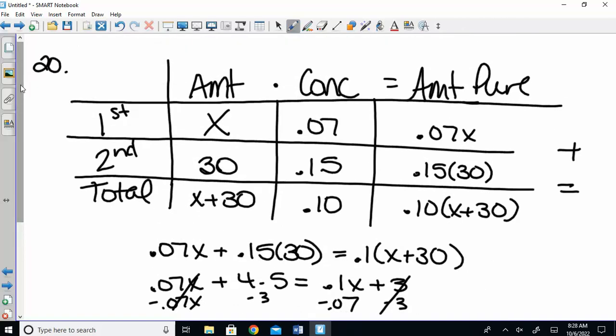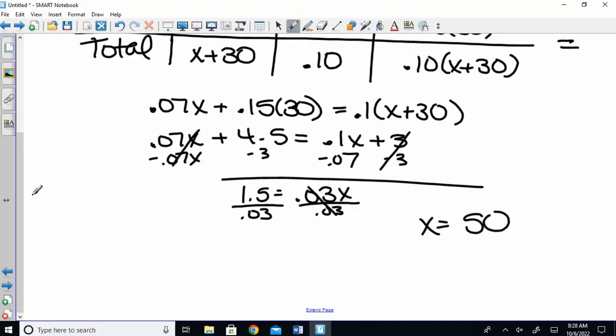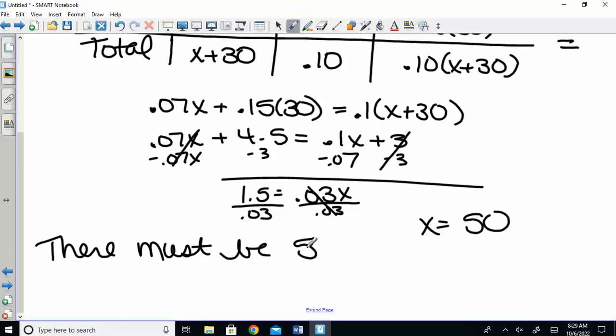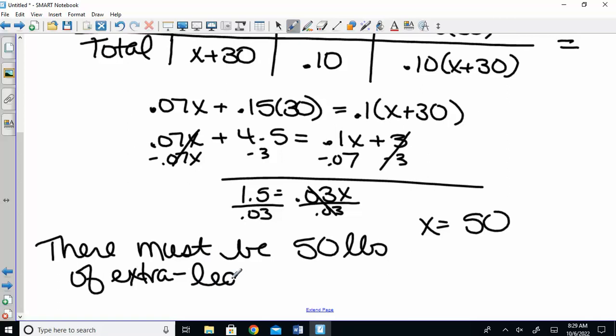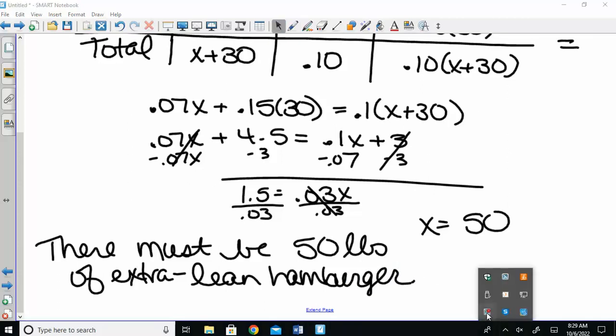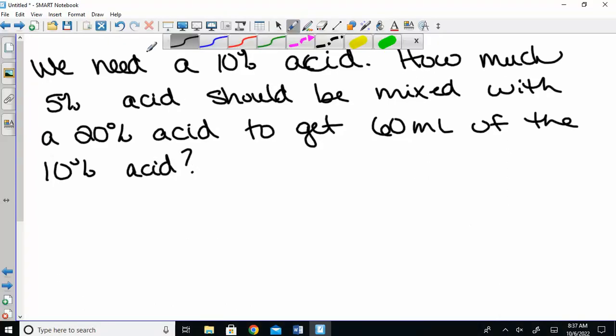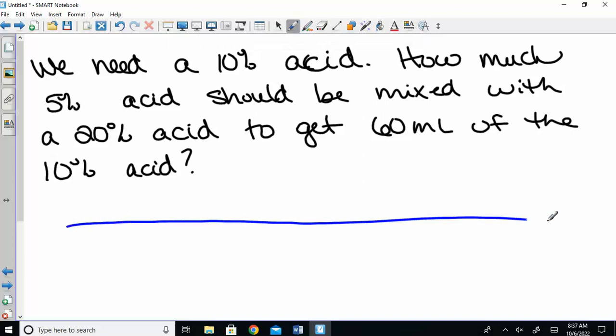All right, so make sure when you write your sentence you answer the question. On this one, we asked how many pounds of the extra lean hamburger, so there must be 50 pounds.